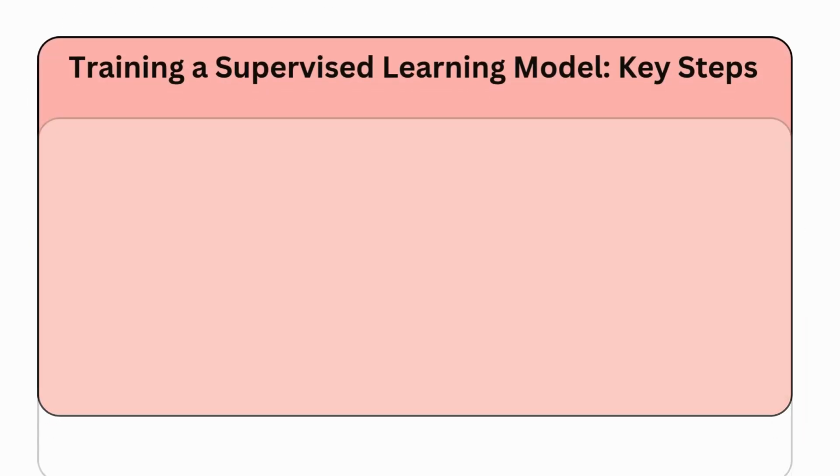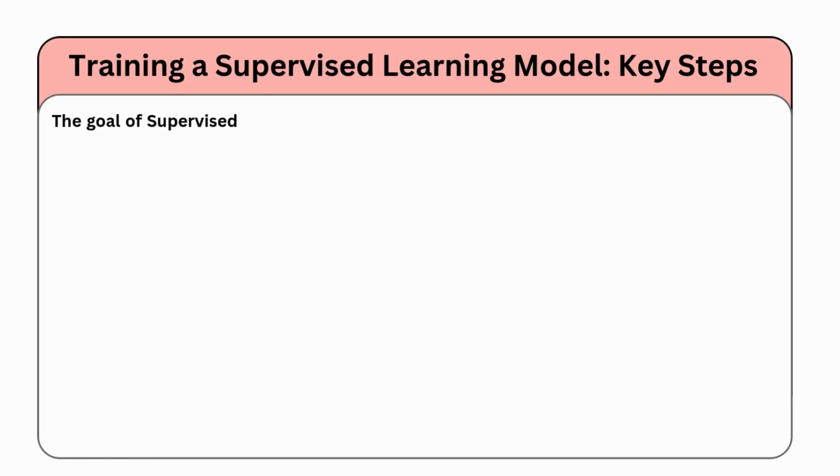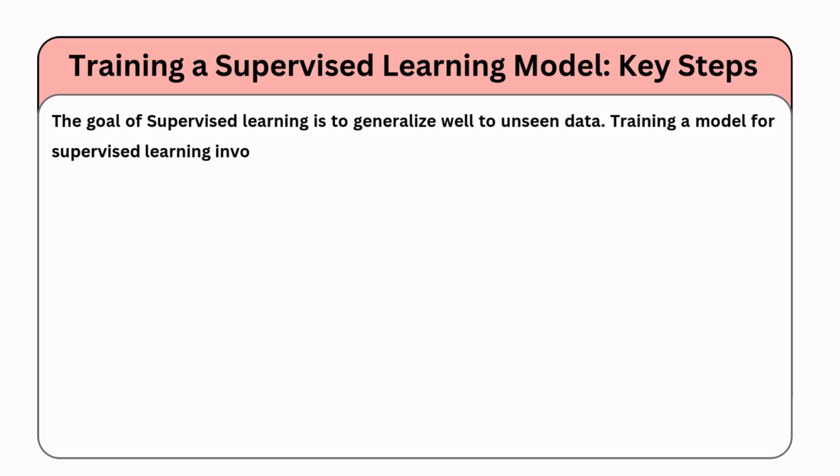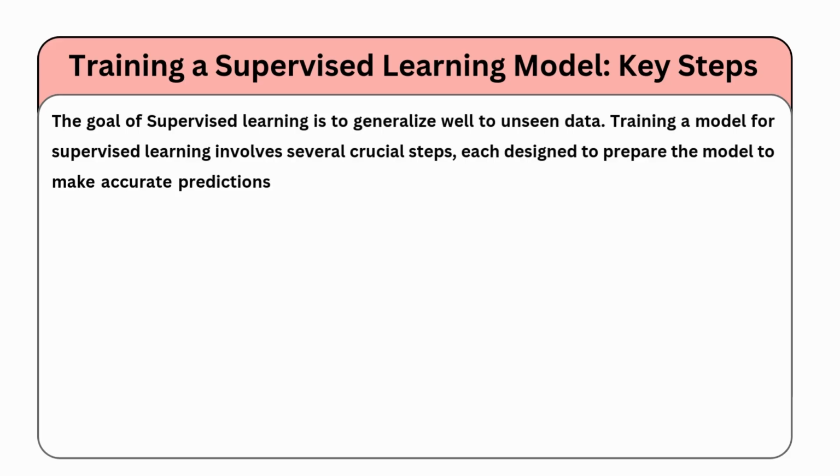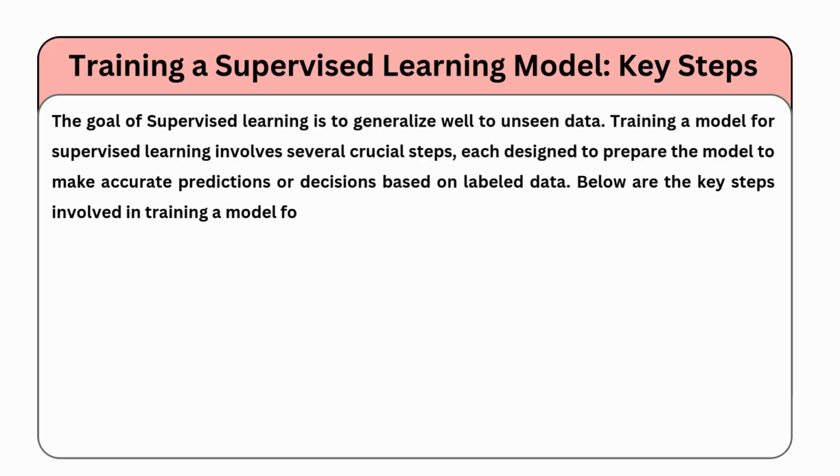Training a supervised learning model. The goal of supervised learning is to generalize well to unseen data. Training a model for supervised learning involves several crucial steps, each designed to prepare the model to make accurate predictions or decisions based on labeled data. Below are the key steps involved in training a model for supervised machine learning.